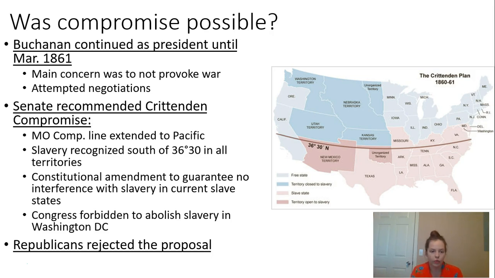And we also have the Senate, which is going to recommend the Crittenden Compromise, which would say the Missouri Compromise line would be extended to the Pacific, so it would extend across the nation, and that slavery would be recognized south of this line, in all territories. We'll also see that within this Crittenden Compromise, a constitutional amendment would even be made to guarantee no interference with slavery in current slaveholding states, and Congress would be forbidden to abolish slavery in Washington, D.C. However, Republicans are going to reject this proposal because, again, it is promoting the expansion of slavery.